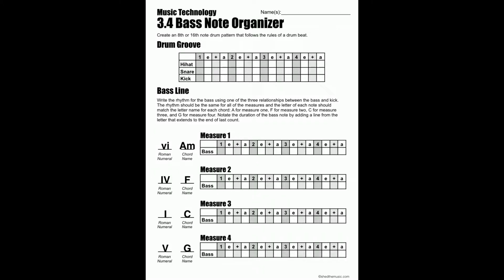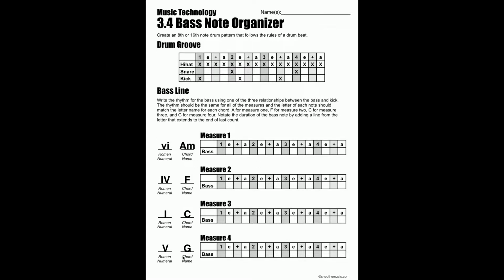So here is the project organizer for 3.4, and I'm just going to create a really simple drum groove here. It's 16th note based, the snare is on the backbeat, the hi-hat's playing all of the subdivisions, the kick is on 1, the E of 2, and the and of 3. So once you get your drum groove written, then you're going to write your bass line.